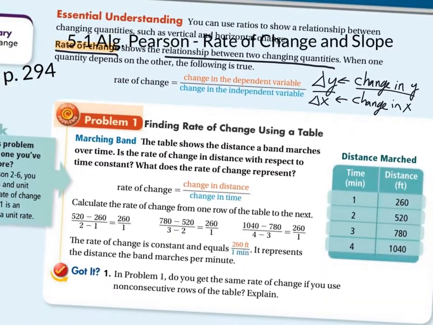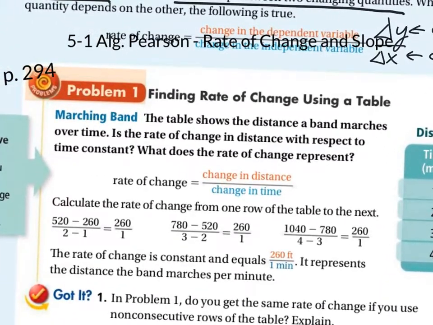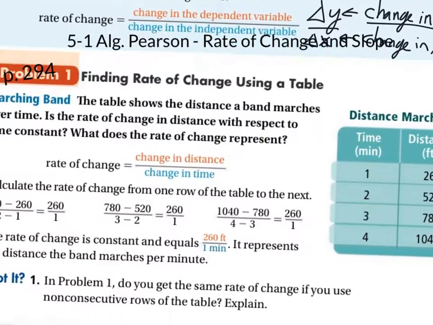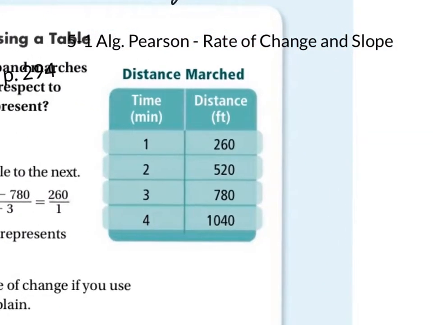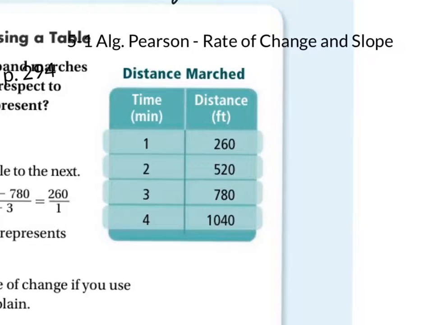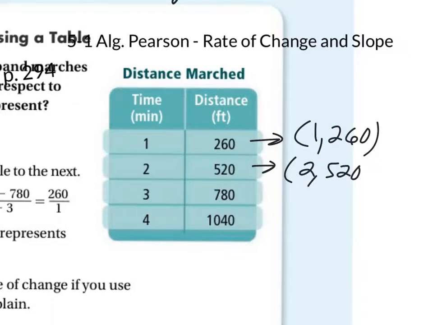So if you look at problem 1, the table shows the distance a band marches over time. Is the rate of change in distance with respect to time constant? And what does the rate of change represent? So this one, they gave us a table. And what we can do then is look at points on the table. You could think of these as ordered pairs, like 1, 260, 2, 520, and so on. And then we're just looking at how our y values change compared to how our x values change.